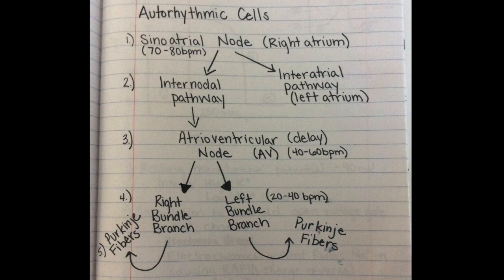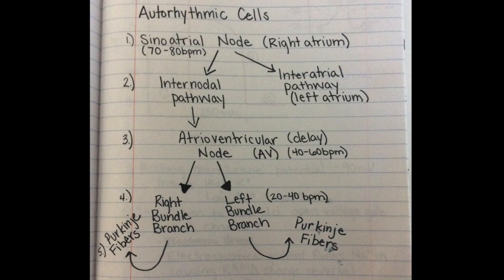The benefit of having different rates of depolarization is that the heart would continue to contract even if one of the autorhythmic cells failed. For instance, if the sinoatrial node failed, the atrioventricular node would take over contraction of the ventricles, which would still allow for the heart to pass blood into both the systemic and pulmonary system.